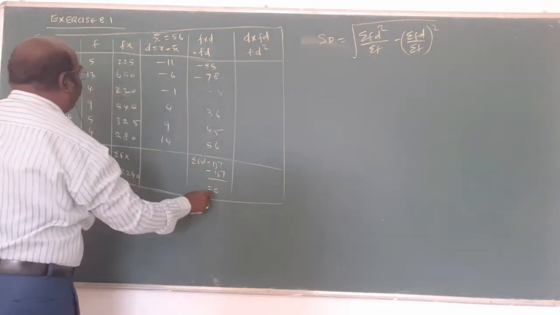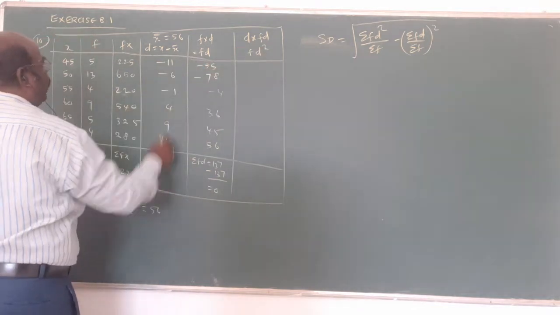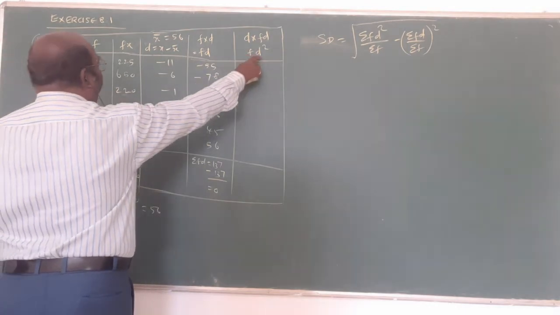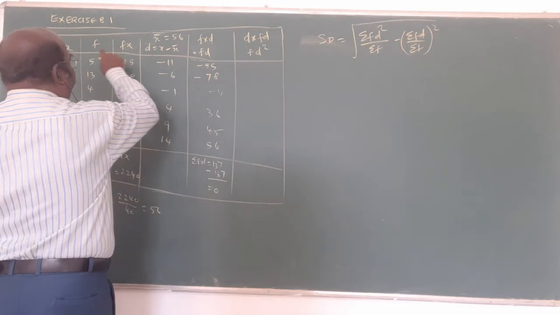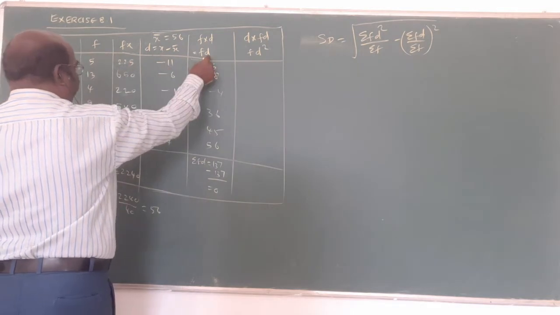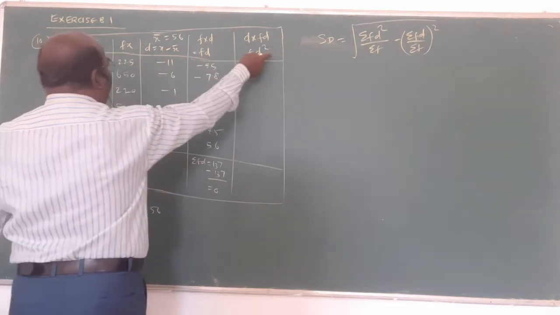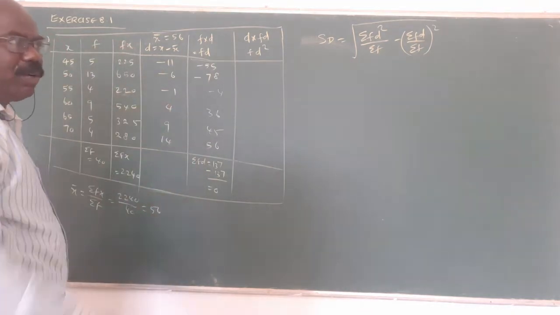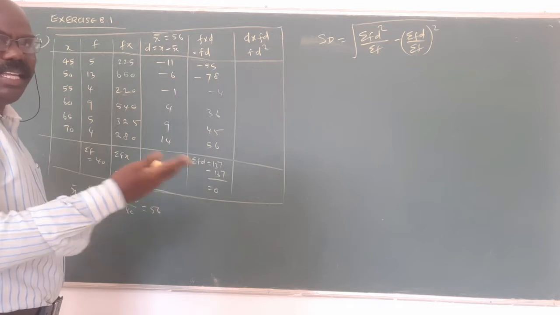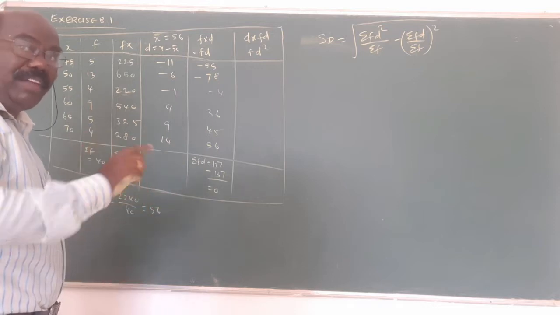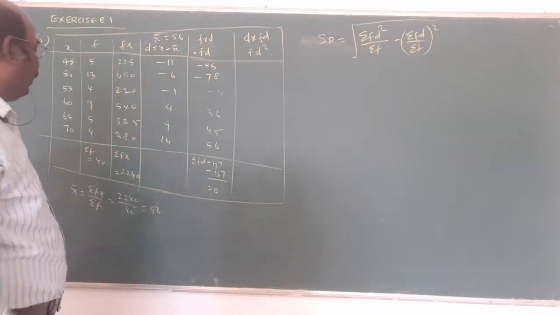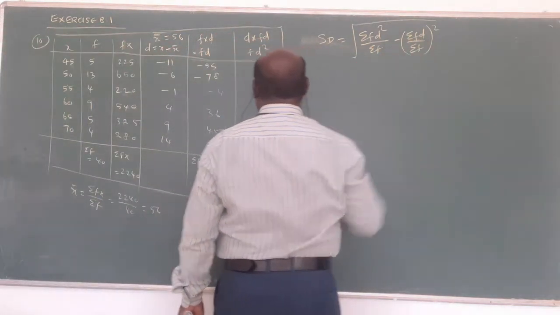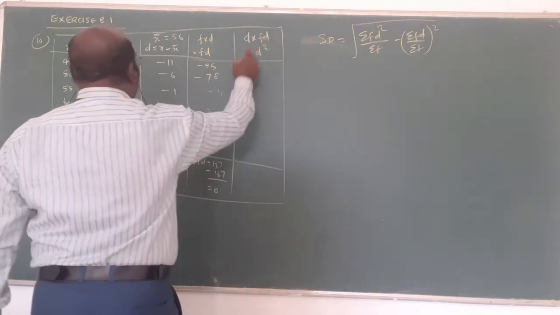Now, fd square means d into fd. Fd I will find out, d also I will find out. Now, multiply both. Minus into minus is plus. No need to square d, because multiply f with d, fd. Then d with fd, you will get fd square. Don't put d square in one column, because f into d is fd, and d with fd gives fd square. In the formula, sigma fd square by sigma f minus sigma fd by sigma f, whole square.